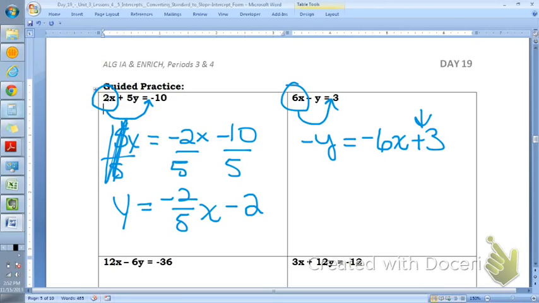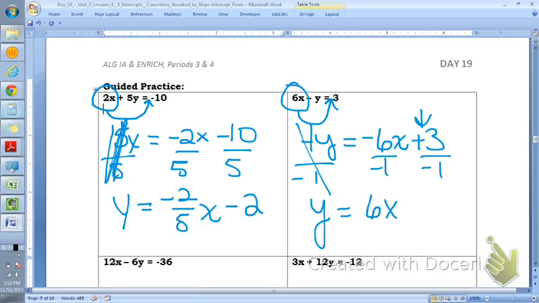Now we need to still get that y all by itself. There's that negative that we need to get rid of. Well, what is that? That's really a negative 1, so we divide everything by negative 1. That cancels out, and you get y is equal to a negative over a negative is a positive. 6 over 1 is the same thing as just 6x. Then a positive over a negative is a negative. 3 over 1 is just 3, and that's your final answer.